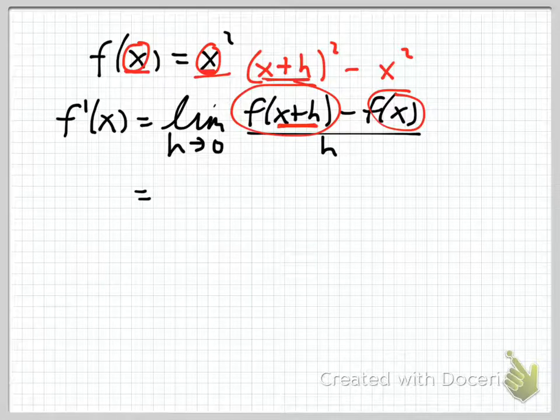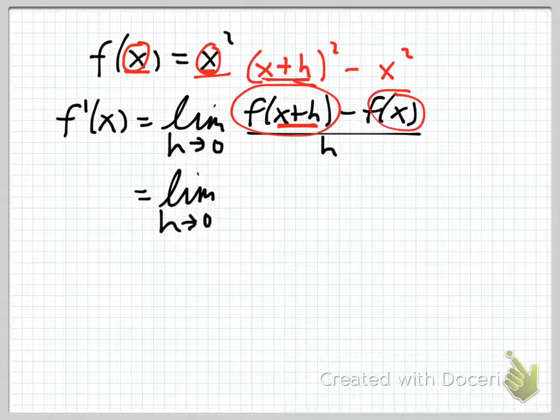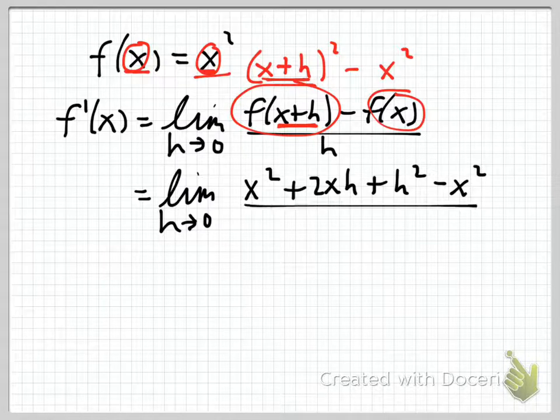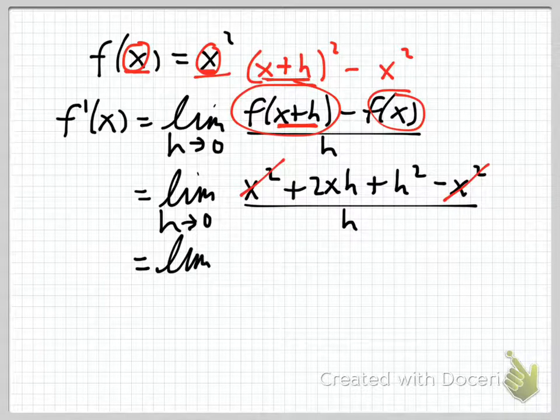Well, we'll still write the limit as h goes to 0, and we're just going to simplify the numerator. We get x squared plus 2xh plus h squared minus x squared all over h. And so we're going to cancel the x squared minus x squared, and at the same time I'm going to do a couple of steps in one here. We're going to factor out what's remaining, and what's remaining here is the 2xh and the h squared.